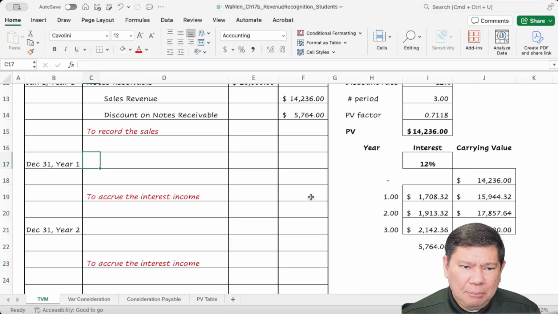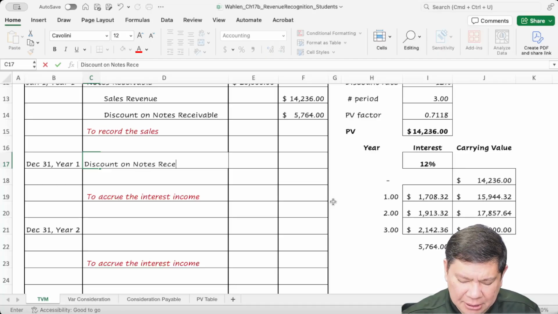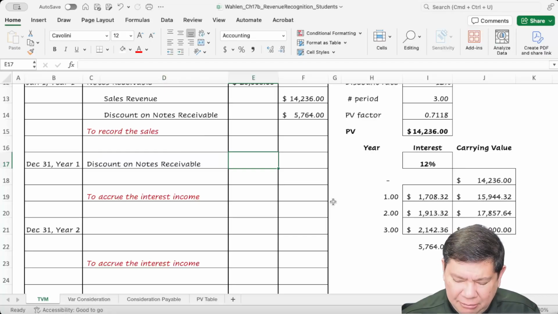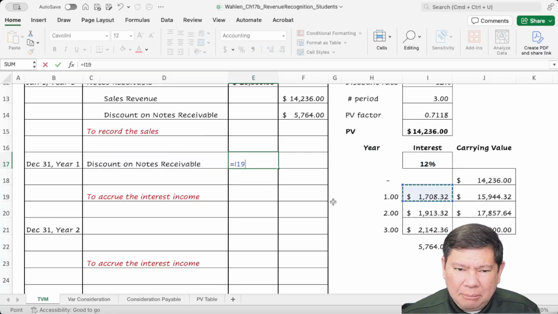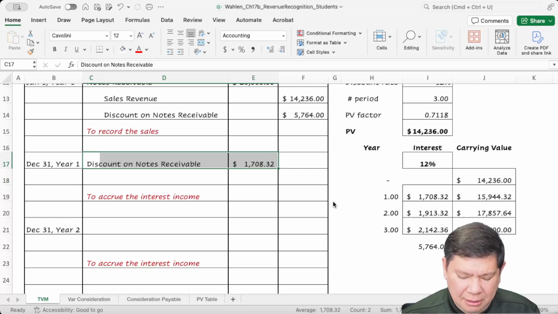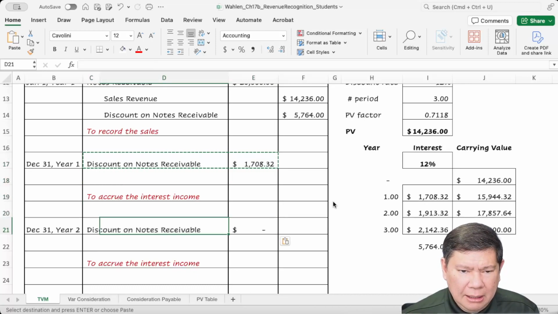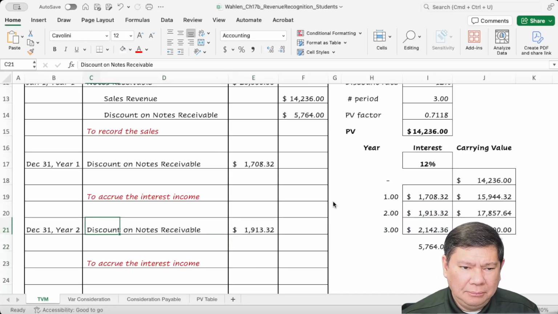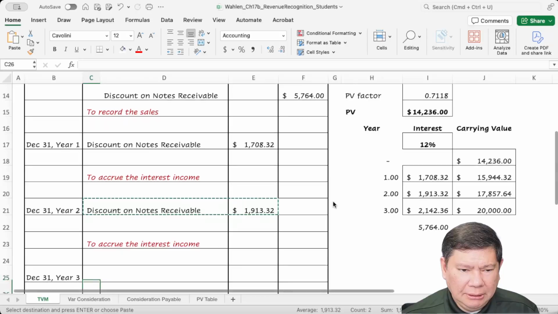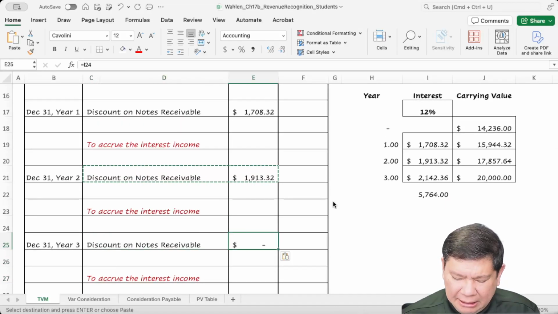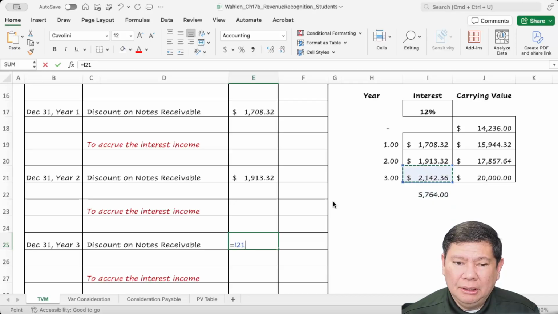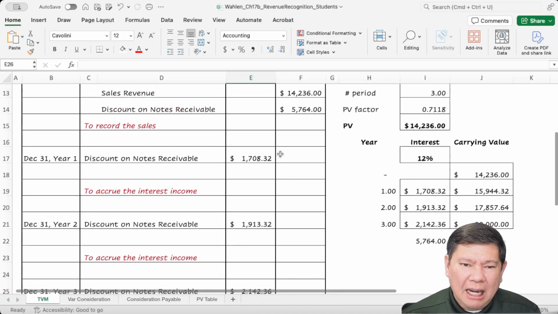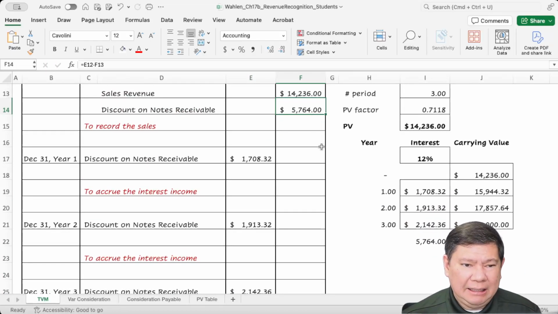Okay, so we will put on debit for the amortization of discount on notes receivable. So it will go down every time. First year by that much, second year by that much, third year by the third row. Okay, so in total they have gone down by that amount, so now it's 0.